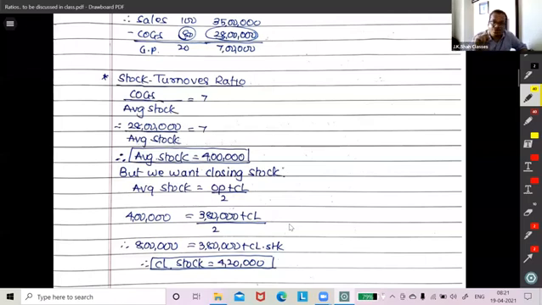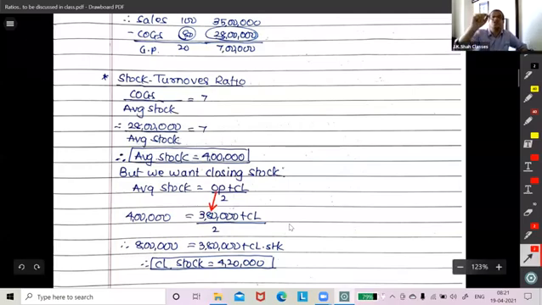But when I have to solve quick ratio, I subtract which stock? I subtract the closing stock from the balance sheet. That's why we say, okay, but we want closing stock. Okay, fine. So average stock is equal to opening plus closing upon 2. We'll put average stock as 4 lakh. We'll substitute opening stock as 380. Guys, this is the opening stock. Hope you understand.